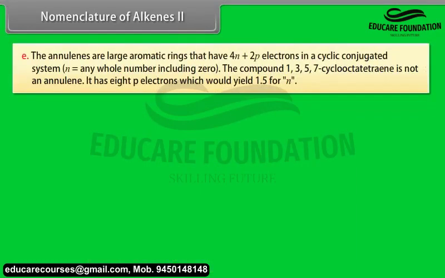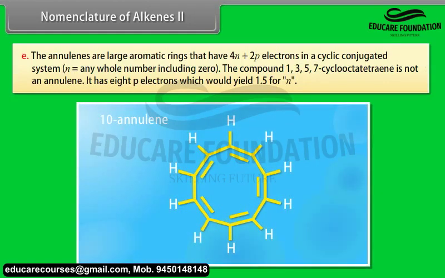E. The annulenes are large aromatic rings that have 4N plus 2 pi electrons in a cyclic conjugated system. That is, N is equal to any whole number including 0. The compound 1,3,5,7-cyclooctatetraene is not an annulene. It has 8 pi electrons, which would yield 1.5 for N. Structure of 10-annulene.